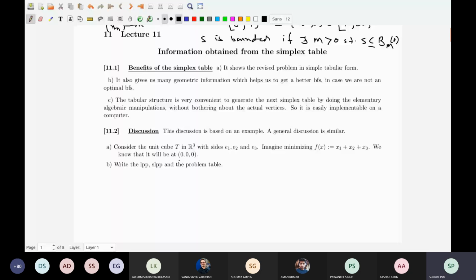What is the revised problem? Now suppose I have been given: minimize C transpose X subject to Ax equal to B, X greater than equal to 0. That is the original problem. But when I look at the same problem standing at a vertex, I get the revised problem. The revised problem is: minimize C bar transpose X subject to B inverse A X equal to B inverse B. That's the revised problem. And the simplex table also gives us many geometric information that I am going to show.